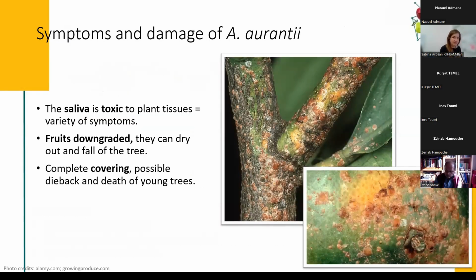In this case, direct feeding is very important in terms of damage because the saliva is toxic. So the variety of symptoms include yellowing of leaves, leaf drop, defoliation, and dieback of twigs and branches. The vigor of the plant is overall reduced. Moreover, the fruits are downgraded because of the presence of the scale, and the complete covering of the trees, especially the young ones, can lead to dieback and the death of the plant.